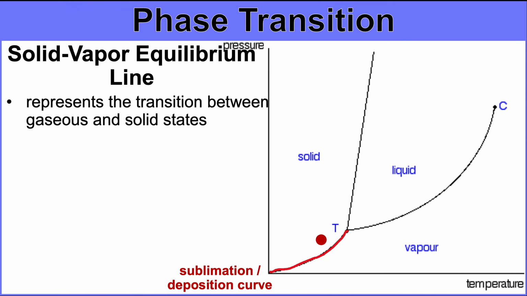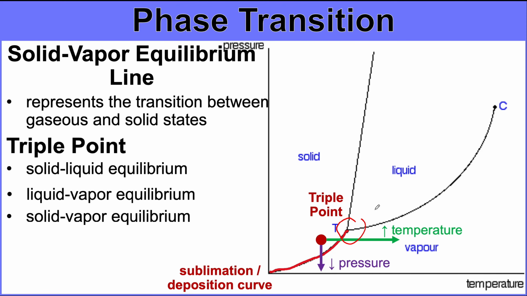Okay? So once again, you can cross the line by either increasing the temperature of the solid or decreasing the pressure. The pressure obviously has to be low enough that a liquid cannot form. So in other words, it has to happen below the point labeled as T. This is called the triple point. At the triple point, the three lines meet. So you have here the solid-liquid equilibrium, liquid-vapor equilibrium, and the solid-vapor equilibrium.